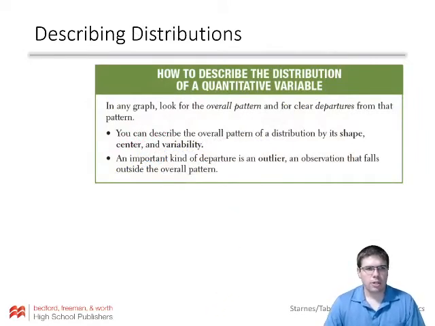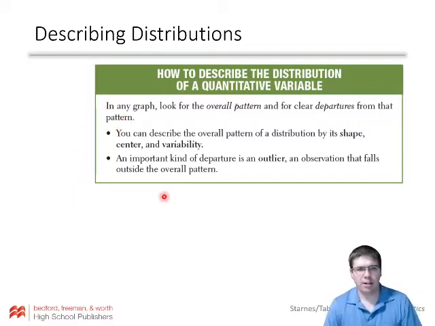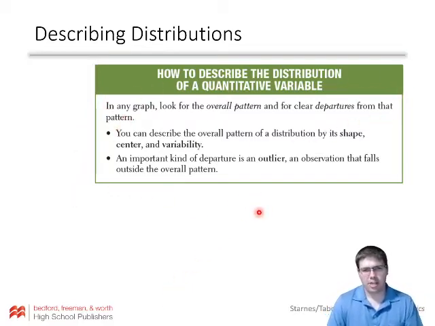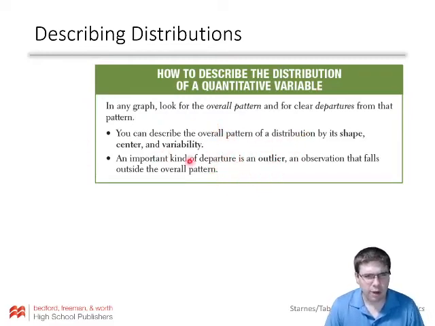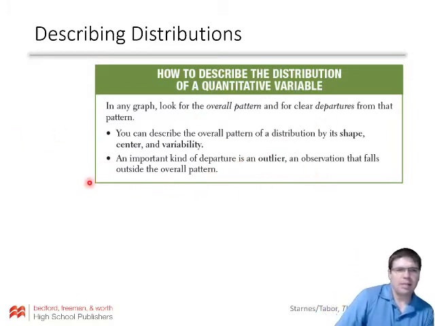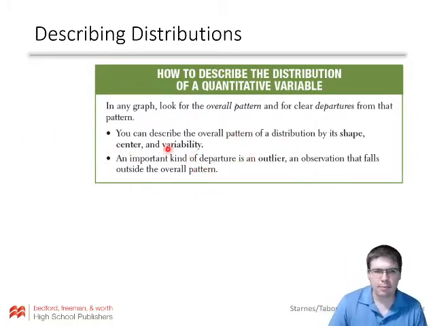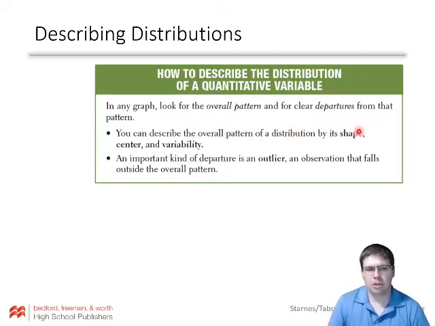All right, so when we're describing distributions, we want to look for the overall pattern and any clear departures from that pattern. So there are three things that we want to talk about. Really, actually, a fourth thing as well. There's four things. So we want shape, center, and variability. Or I'll sometimes call those shape, center, and spread because those go well together. And I'll sometimes call it the three S's, even though center is spelled with a C for some reason.